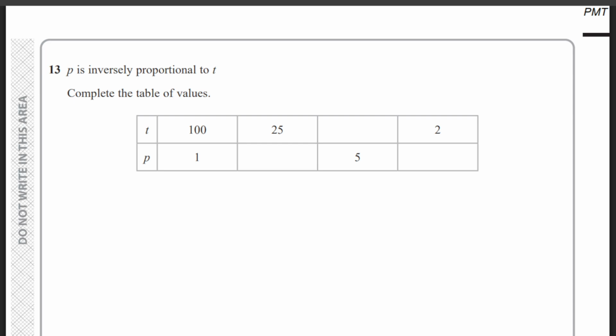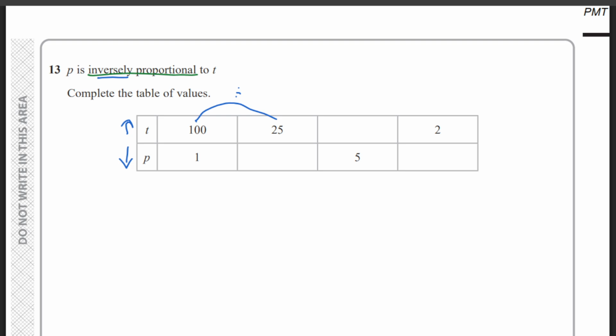3 marks question. Now, the question here says P is inversely proportional to T. Complete the table. Do you know when we say inversely proportional, that means if one of them increases, the other one will decrease. This is important to know. Now, look at this. From 100 to 25, what did we do?